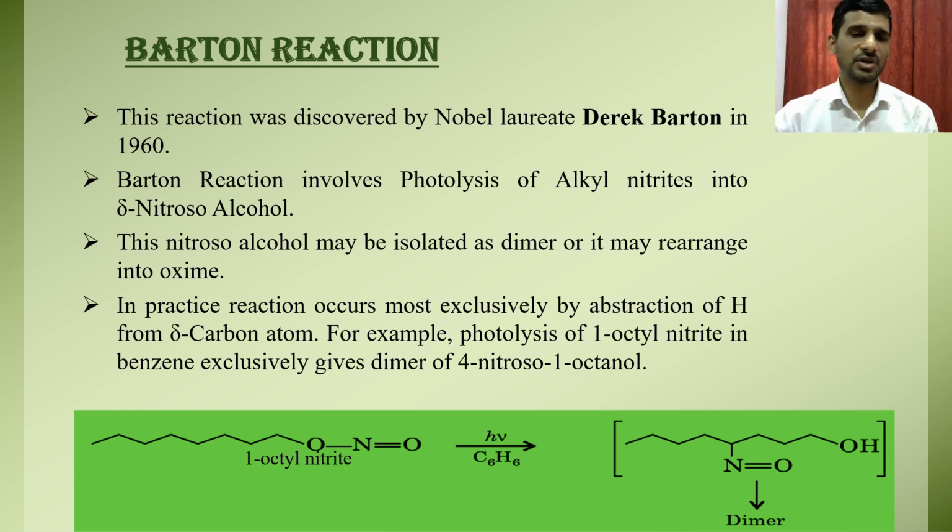This is an example of an alkyl nitrite. Now what will happen over here? When it is dissolved in benzene as solvent, we irradiate it with light of around 300 nanometer. When you carry out the reaction with 300 nanometer light, it will undergo photolysis of the oxygen nitrogen bond.